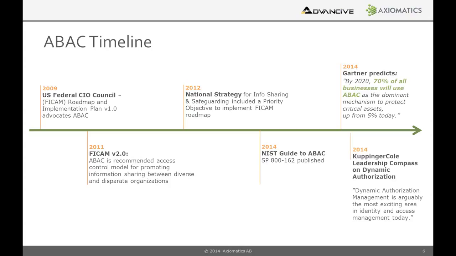And the last 2 dates on this timeline relate, first of all, to Gartner predicting that by 2020, 70% of all businesses will be using ABAC, or attribute-based access control, as the dominant mechanism to protect critical assets, up from an estimated 5% today. And of course, our question to you is, are you part of those 70%? Are you ready? And then, as I mentioned on the previous slide, KuppingerCole published a leadership compass on dynamic authorization. You can download that report for free from the axiomatics.com website.